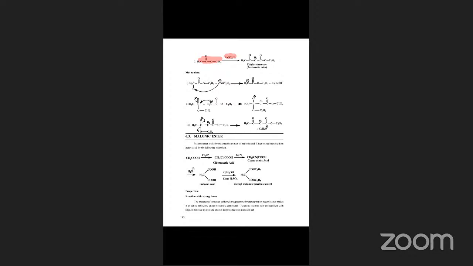Two moles of ethyl acetate react with sodium ethoxide. This is base, sir. Okay? This is base. The formation of ethyl acetoacetate or acetoacetic ester. Acetoacetic ester. Both are same, sir.